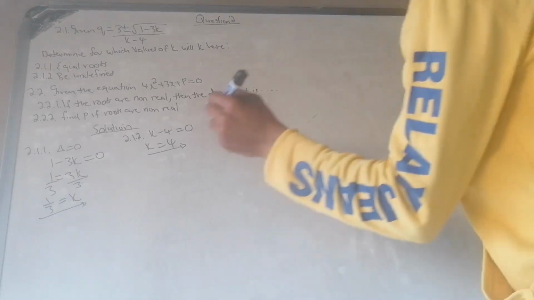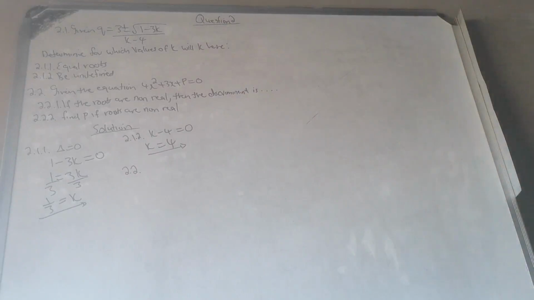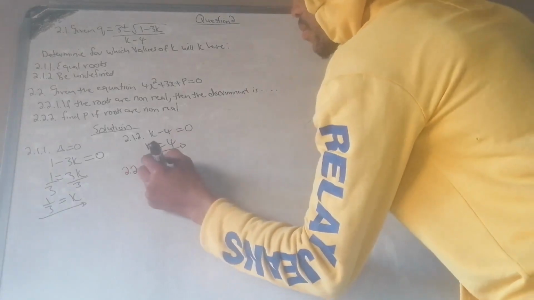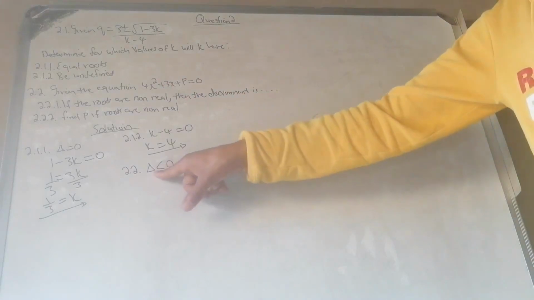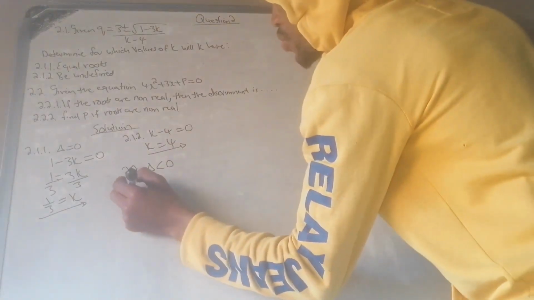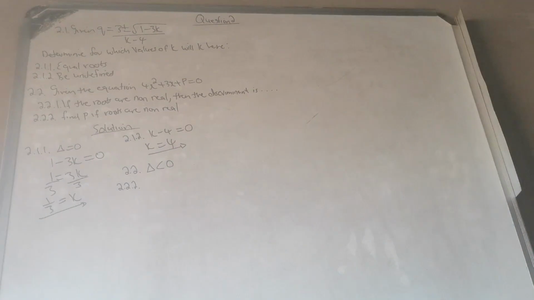And then we go to 2.2. Given the equation x squared plus 3x plus p equals 0, if the roots are non-real, then the discriminant is less than 0. The discriminant is negative. If the roots are non-real, the discriminant is less than 0, meaning it is negative. 2.2.2, find p if the roots are non-real.